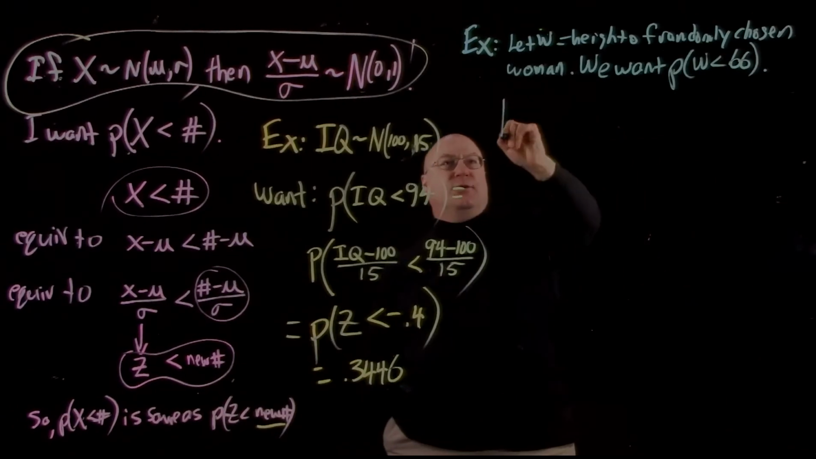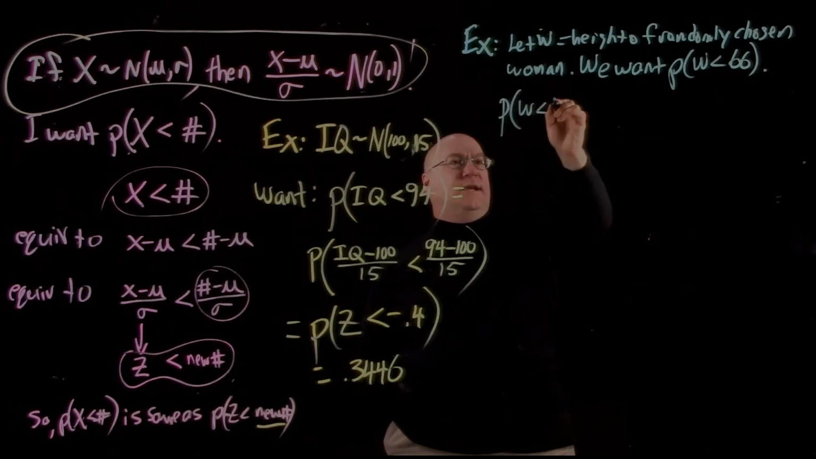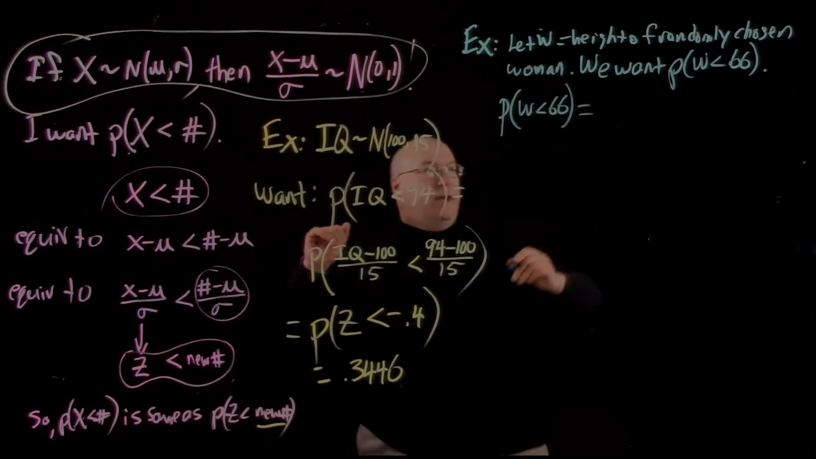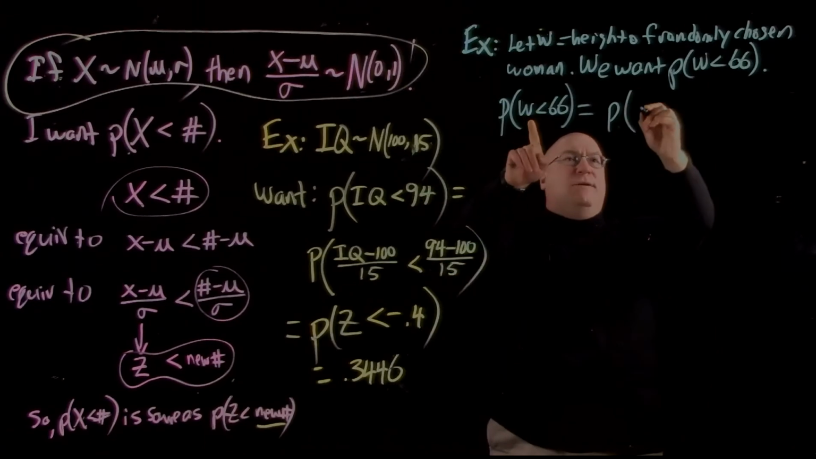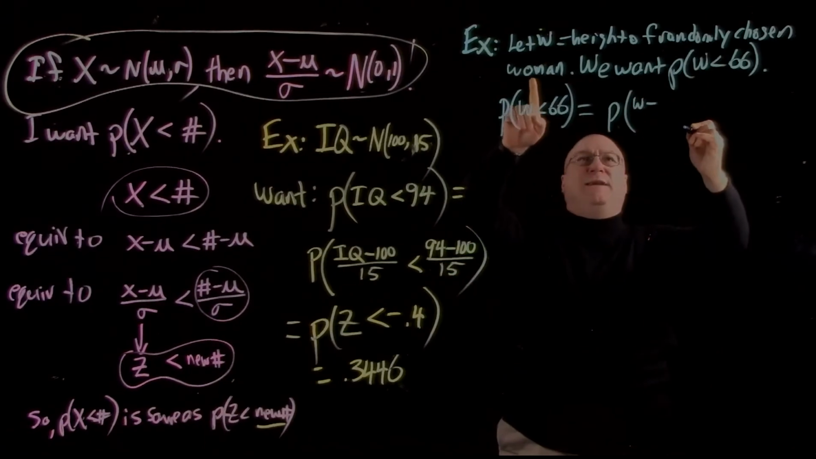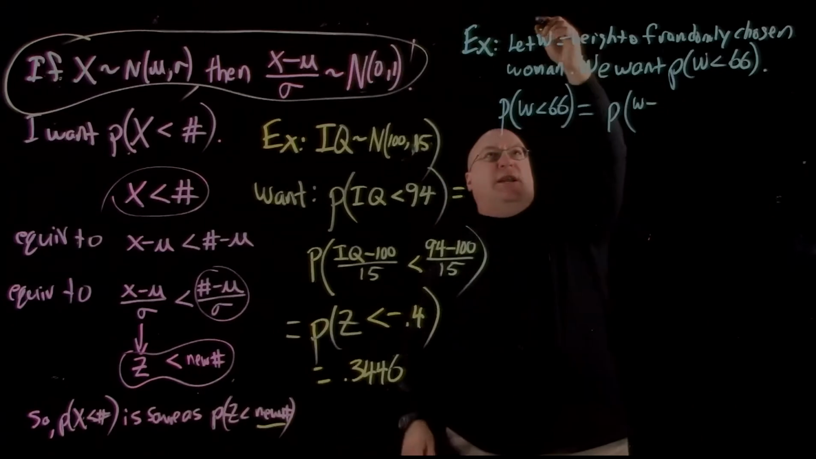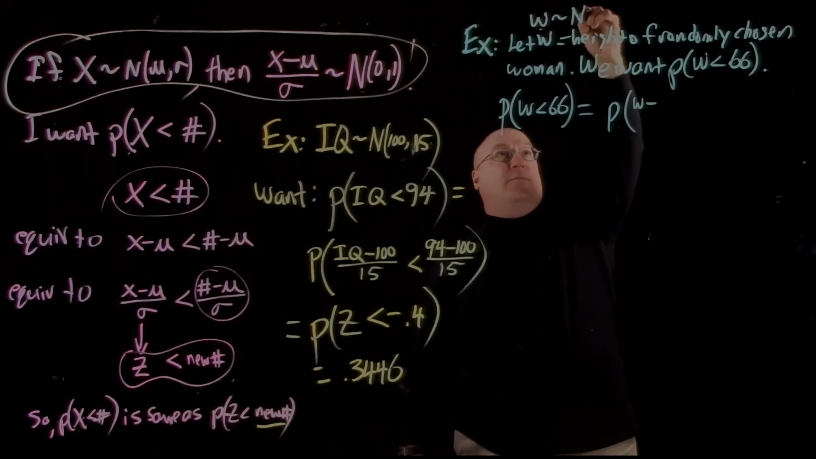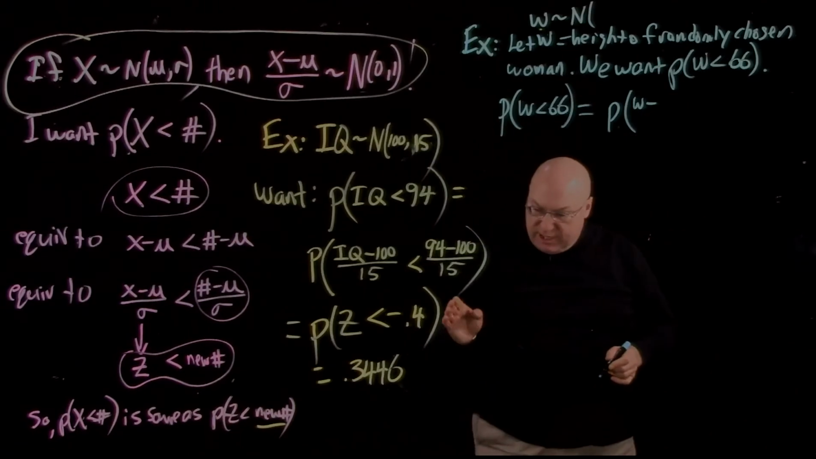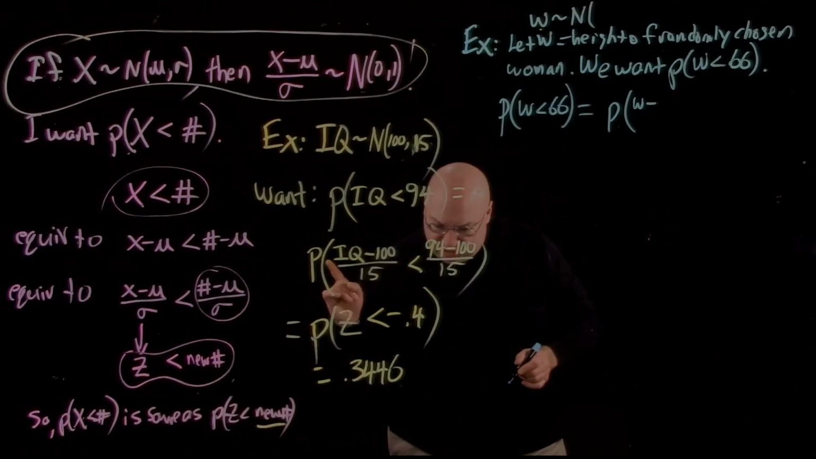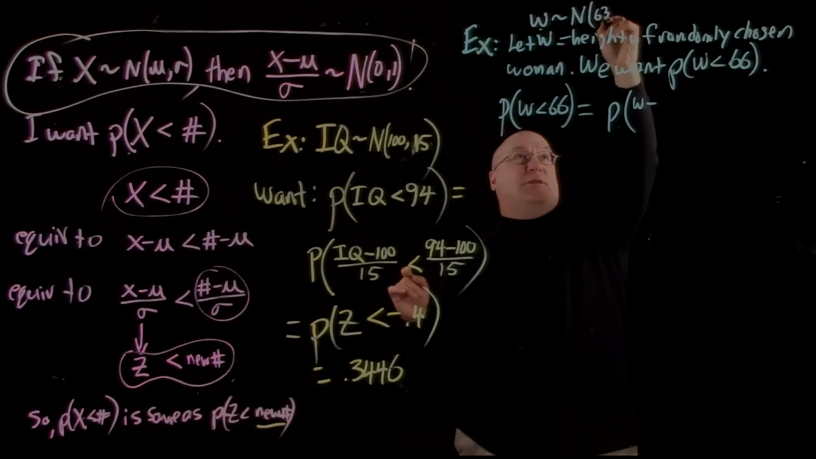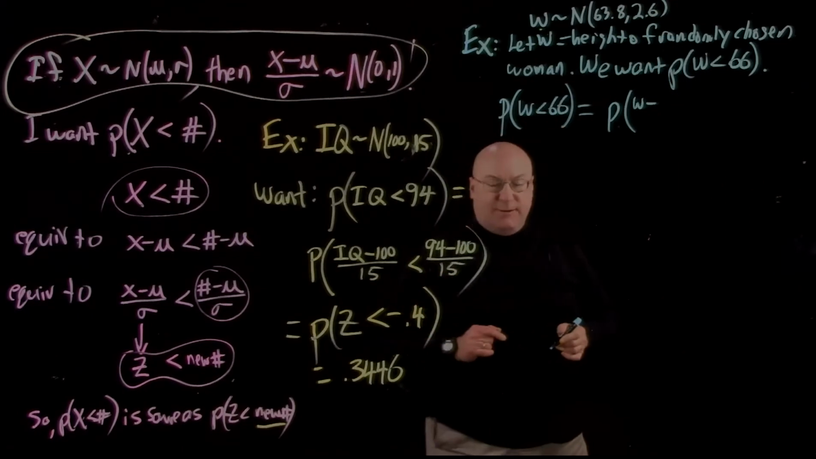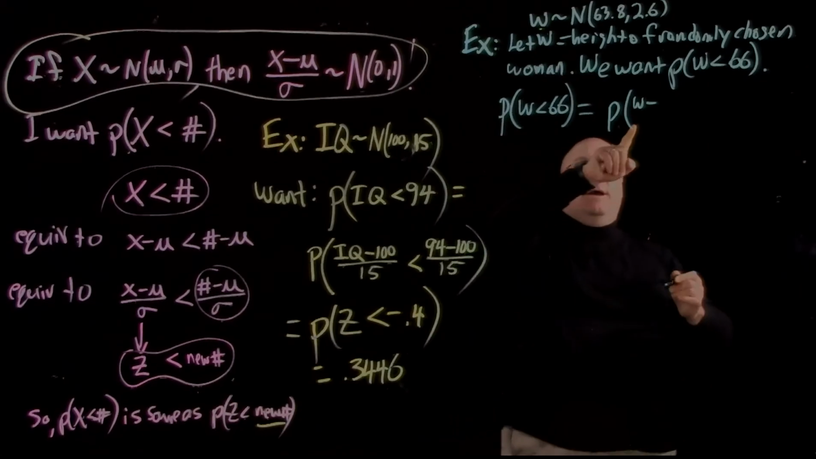Okay, so the probability that W is less than 66, I'm just going to do the same thing I did here, which is the same thing I did over here. I'm going to take this random variable and I'm going to subtract the mean. Oh, I didn't write it in. W is this random variable, normally distributed with mean 63.8 and standard deviation 2.6. Correct? Okay, let's use that.